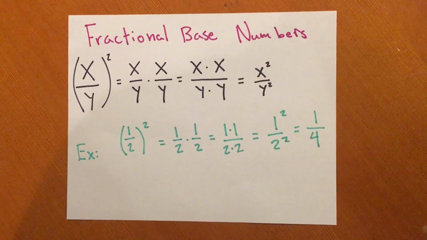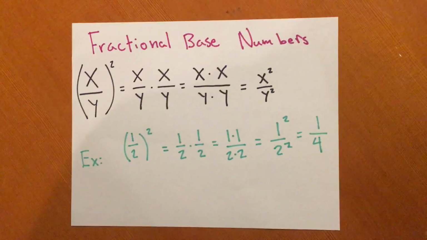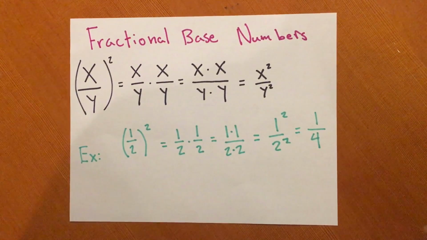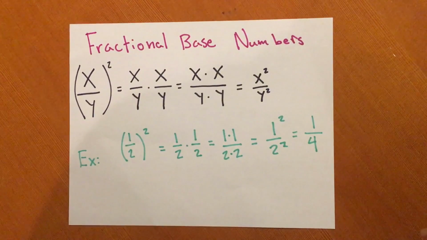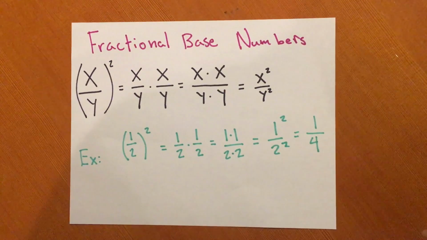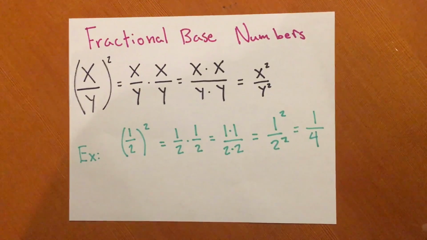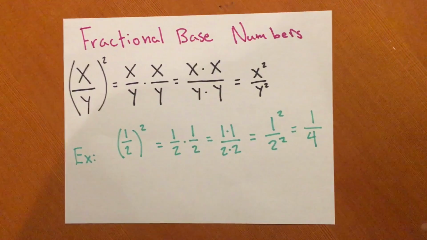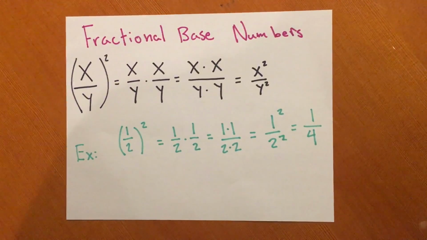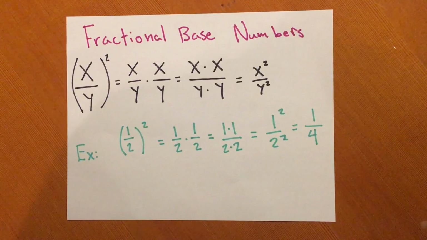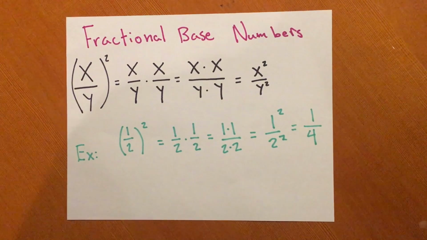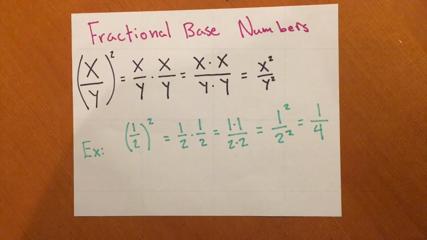An example with real numbers is 1/2 raised to the power of 2 is the same as 1/2 times 1/2, which is also the same as 1 times 1 over 2 times 2, which equals 1 raised to the power of 2 over 2 raised to the power of 2, which equals 1/4.